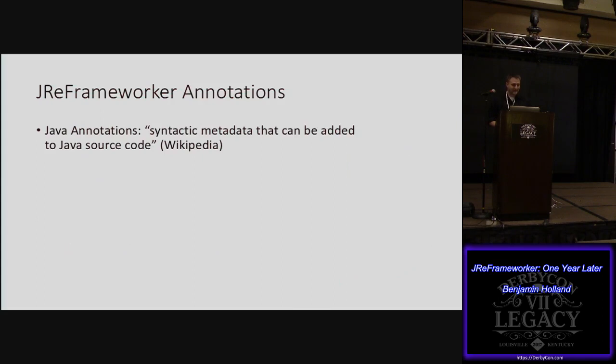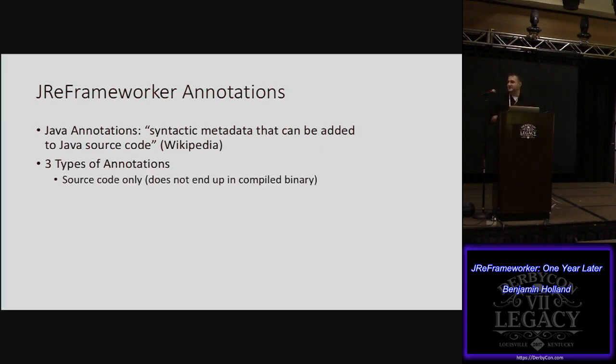All right, so how do we mark those methods in the source that we want to overwrite in the library? There's something called an annotation in source code. A Java annotation, just the definition from Wikipedia, is syntactic metadata that we add to the source code. And there are three types of annotations. One is something that we add to the source code that never ends up in the compiled binary. It's just extra information at the source code level.